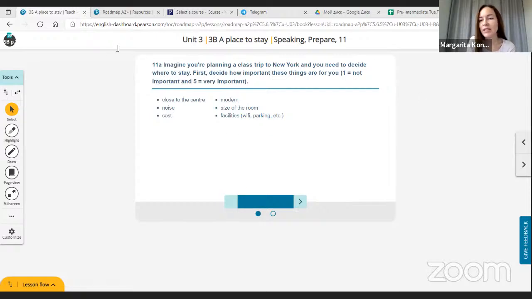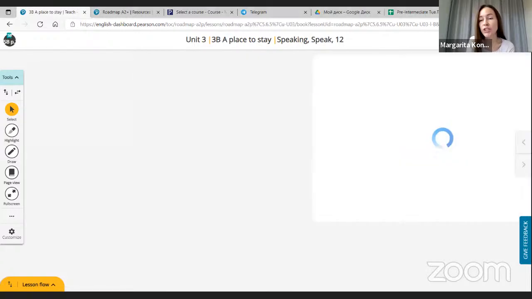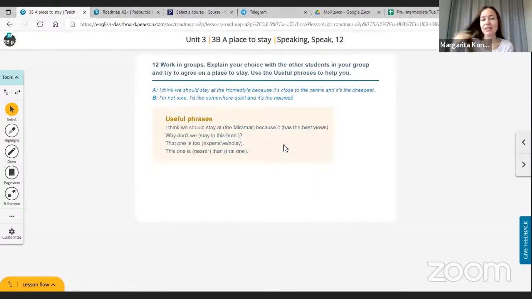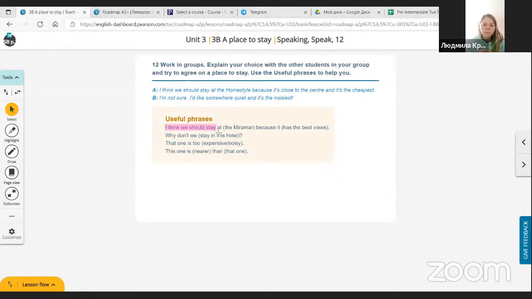For this, here are some phrases which will help us discuss and suggest. Suggest – выдвинуть предложение. Давайте посмотрим. I think we should stay at whatever because it has the best view, for example. So we can start like that: I think we should stay. Then we can also say, why don't we stay in this hotel?